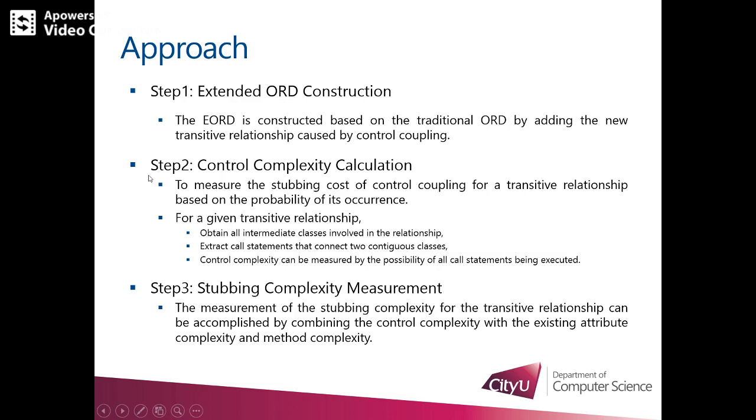Our approach contains three steps. Firstly, transitive relationships are identified in the extended object relation diagram. Then control complexity is proposed to measure the stubbing cost of control coupling for a transitive relationship, which is based on the probability of the relationship's occurrence. Finally, control complexity is combined with the existing attribute and method complexity to measure the stubbing cost.